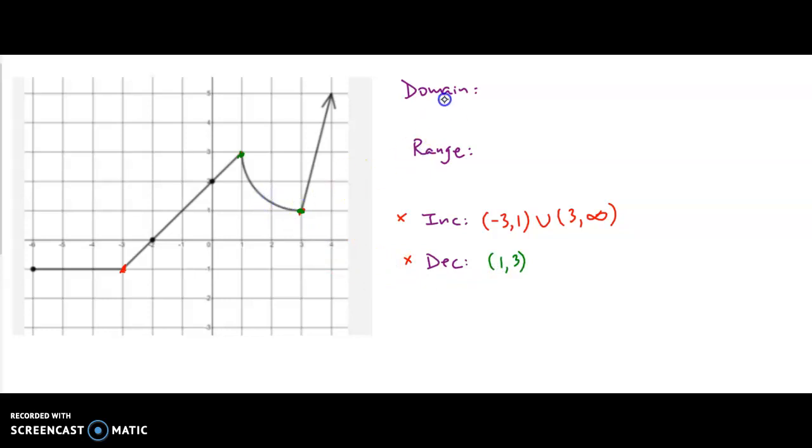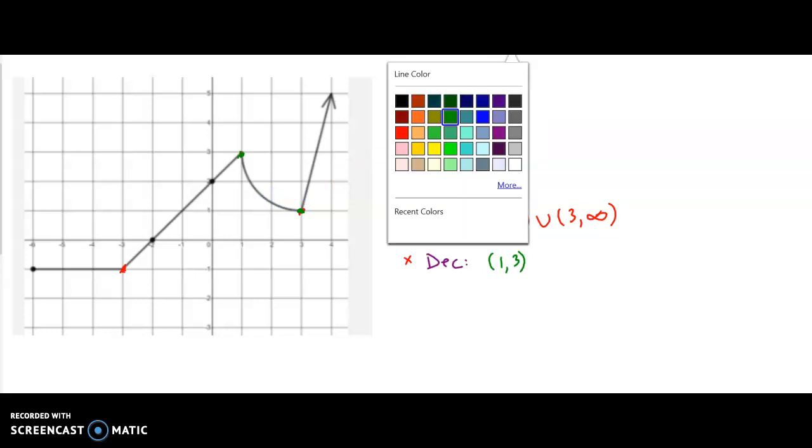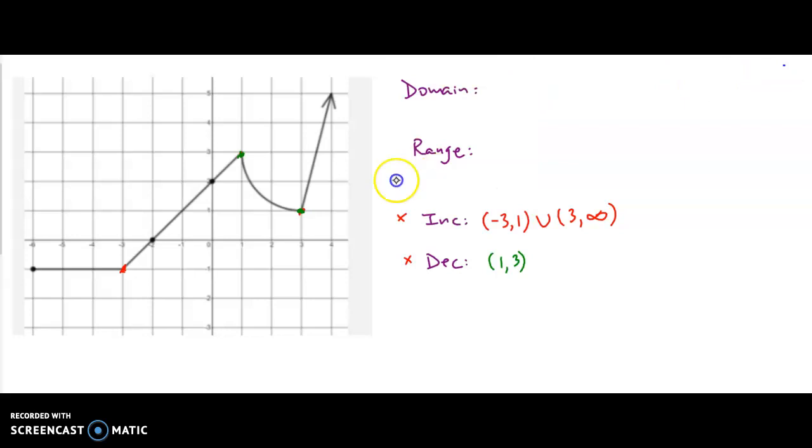All right, so for domain, I wanted to review this because I think there's still a little bit of confusion. Domain, remember, is a couple ways to think about it, right? What's the minimum x value? What's the maximum x value? Or how far left does this graph go and how far right does this graph go? All right.